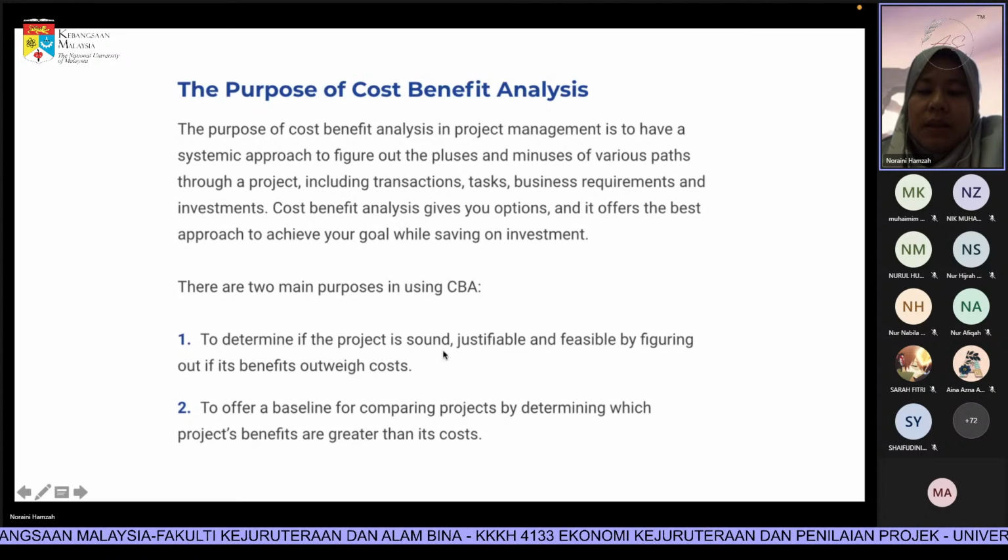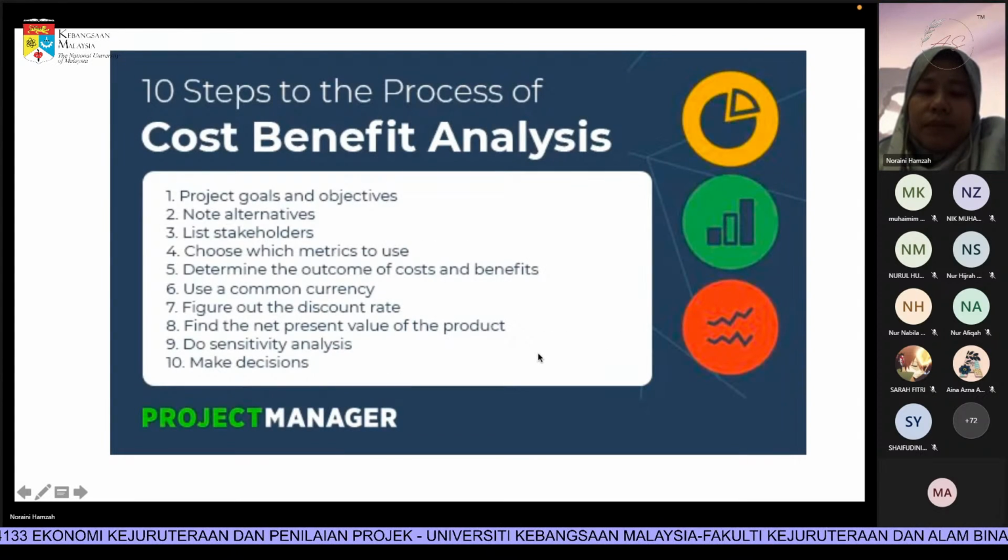Okay, kat sini sound and justifiable, ini yang kita nak, dan feasible, ni yang sebenarnya ada dekat dalam CBA yang you boleh convertkan your justification into numbers. Ni adalah 10 step of, nanti kita tengok sekejap lagi contoh yang last. Apa maksudnya tu kan? Okay, 10 step to the process of CBA.